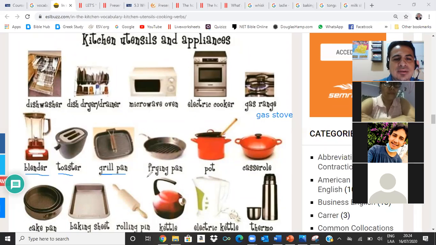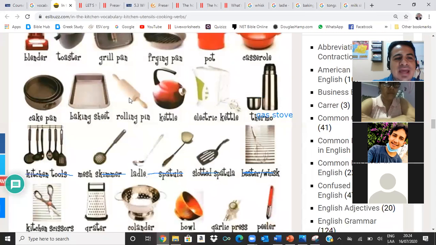Frying pan. Pot. Mire, de aquí viene la palabra cacerola. Casserole. Imagino que el inglés la copió del latín. Ese es el caso en muchas palabras. Okay. What about this? Cake pan. Baking sheet. Vimos también que se llama baking pan.